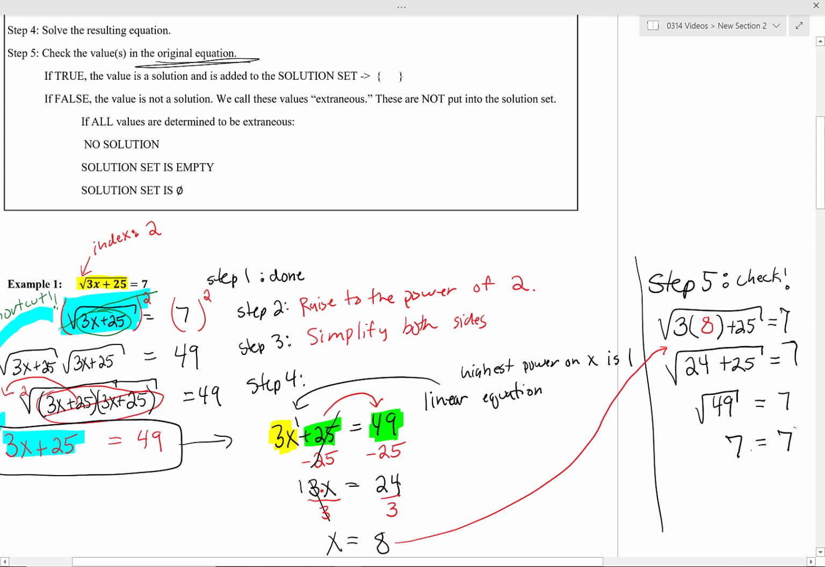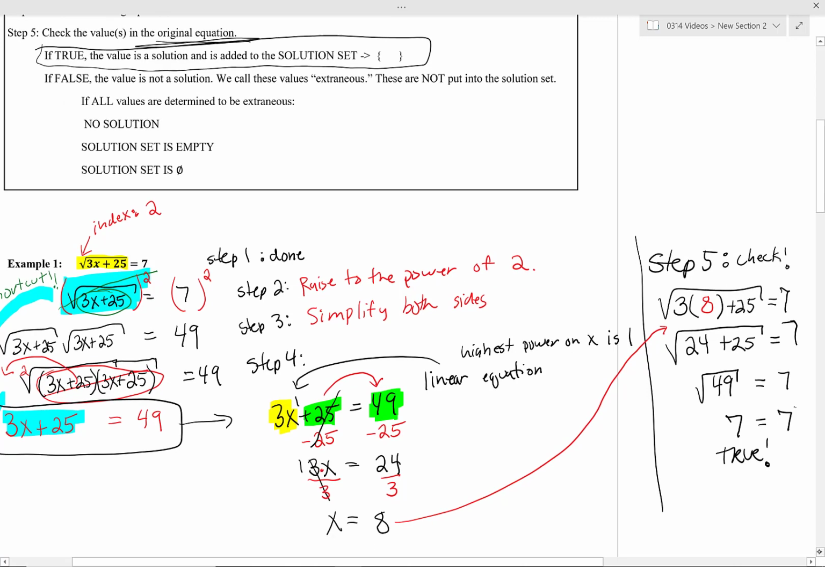So does that give us something that is true? Is 7 equal to 7? The answer is true. So we have to check our answers when we're talking about solving radical equations. If the answer comes back true, we add that answer to what we call our solution set.